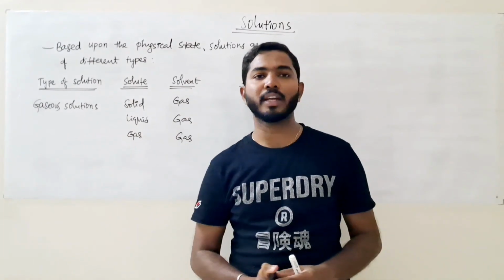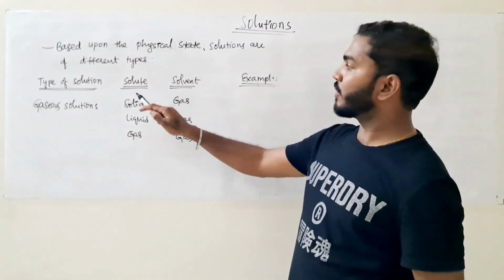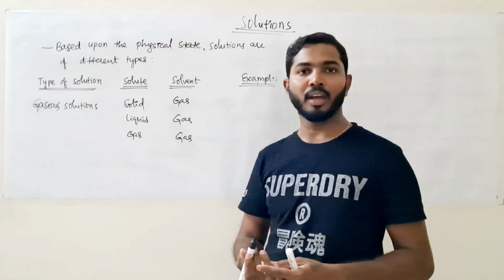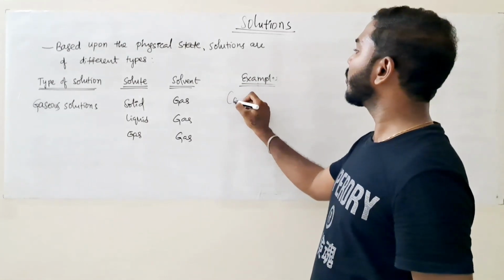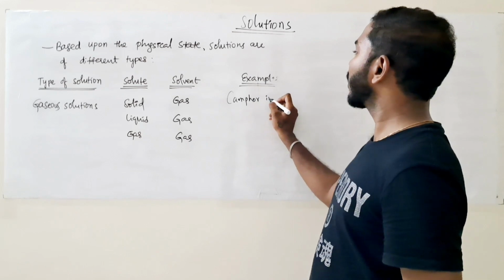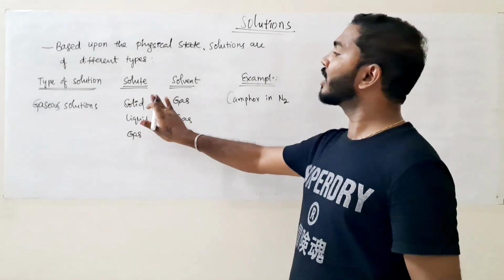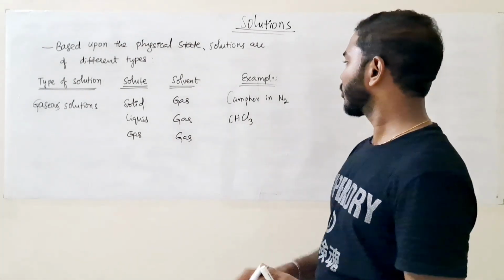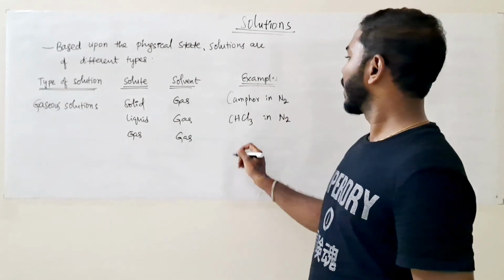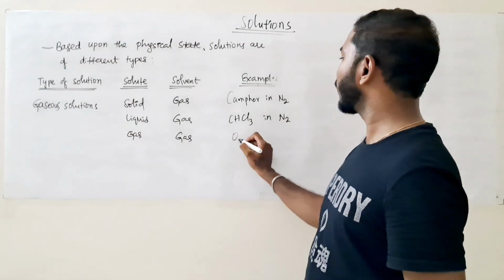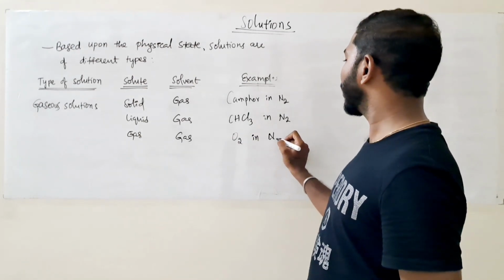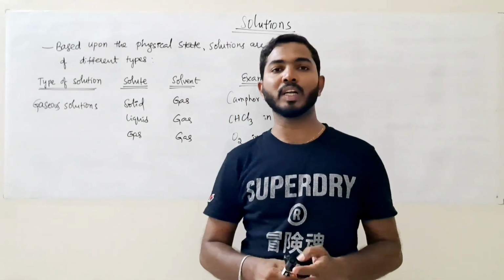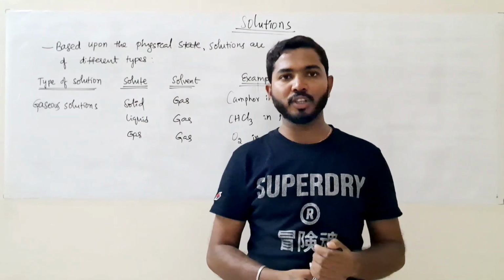So let's move to the last type of solutions. They are gaseous solutions, in which we see solid in gas type of solutions, liquid in gas type of solutions, and gas in gas type of solutions. When it comes to the examples, generally we know camphor in N2 gas is a solid in gas type of solution. For liquid in gas, we can take chloroform in nitrogen gas, and for gas in gas type of solution we can take oxygen in nitrogen gas. With this we can end our video. This is about the solutions, the introduction part.